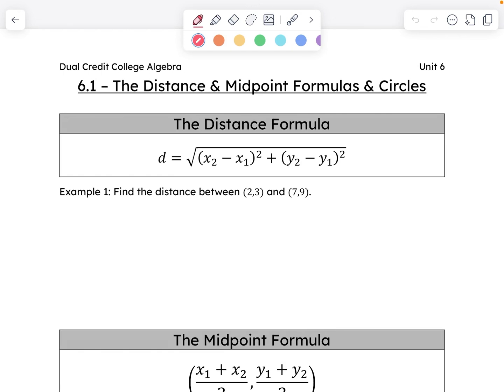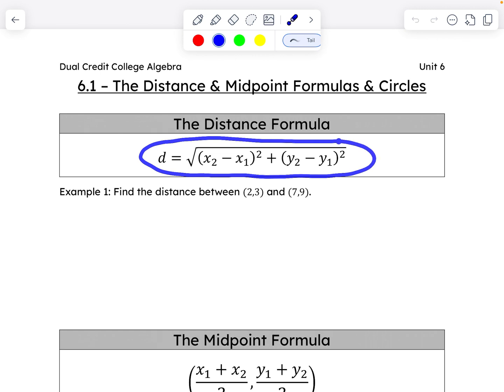Hey guys, so today we are going to review the distance and midpoint formulas, and then we are going to talk about circles. So the first thing we're looking at is the distance formula. We've got it right here for us. It is the square root of (x2 minus x1) squared plus (y2 minus y1) squared.